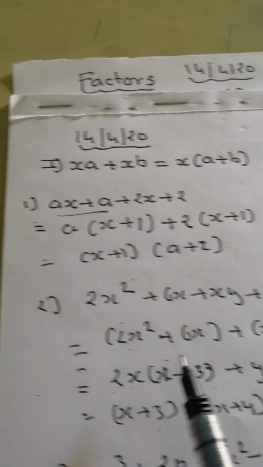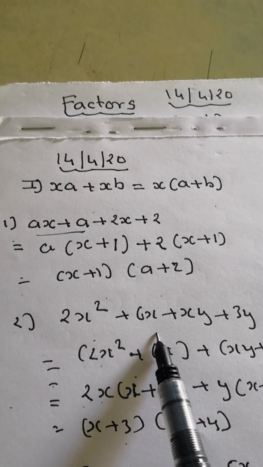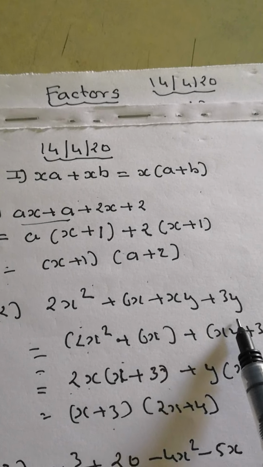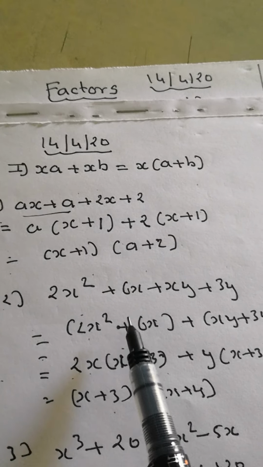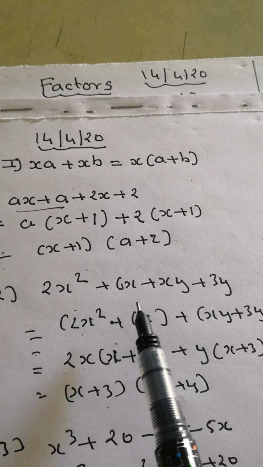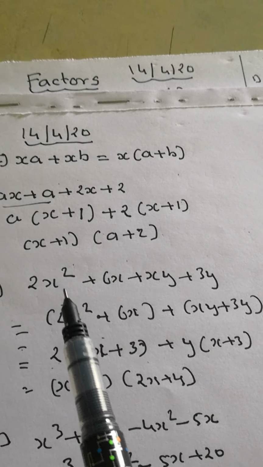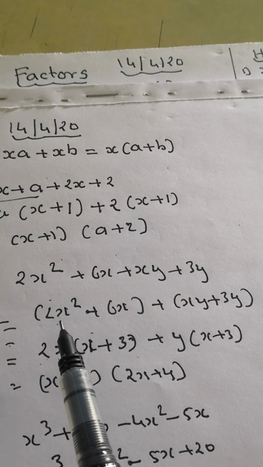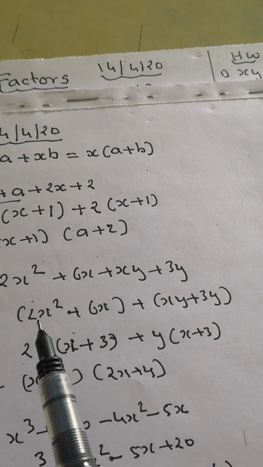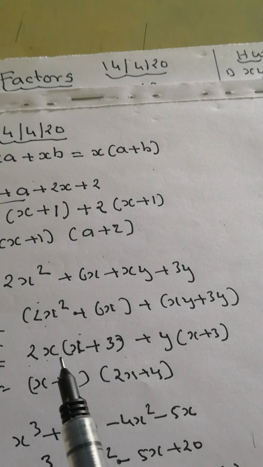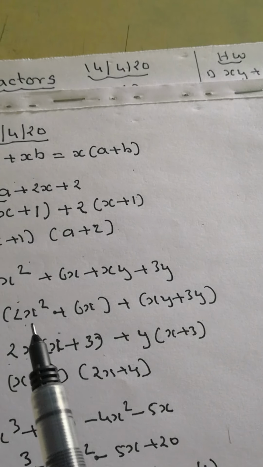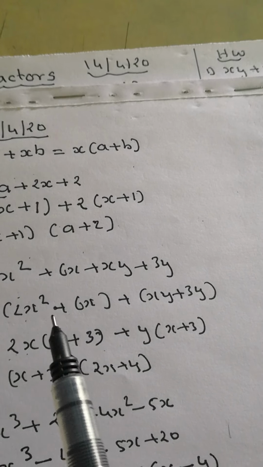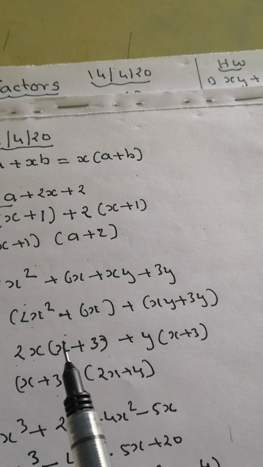Second number, that is 2x square plus 6x plus xy plus 3y. Now for the first two terms, that is 2x square plus 6x, the HCF of 2x square plus 6x is 2. So I am taking 2 as common, and from x square I am taking x as common. So the number left over here is x. 2 and x have gone as common, so x is left.